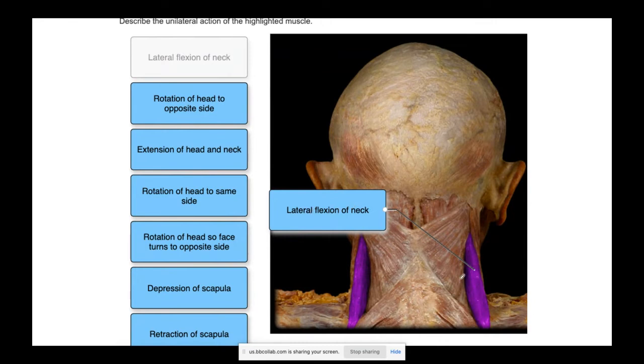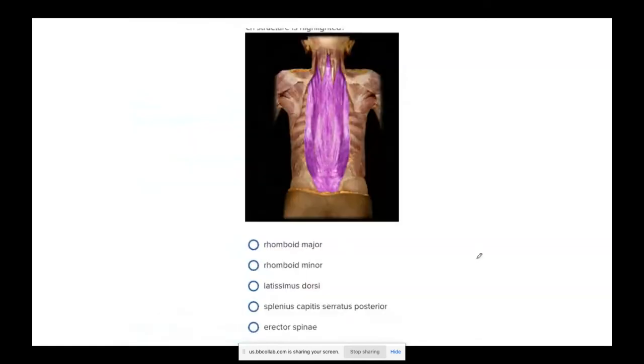Again, it's the levator scapula, and it's asking for its action. Does it extend? These are the possible choices. The only thing that it could do is laterally flex the neck, again, to one side, as if you were bringing your ear to your shoulder, as if you were on the telephone.